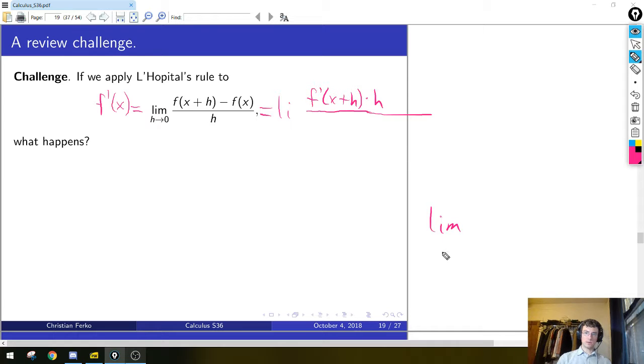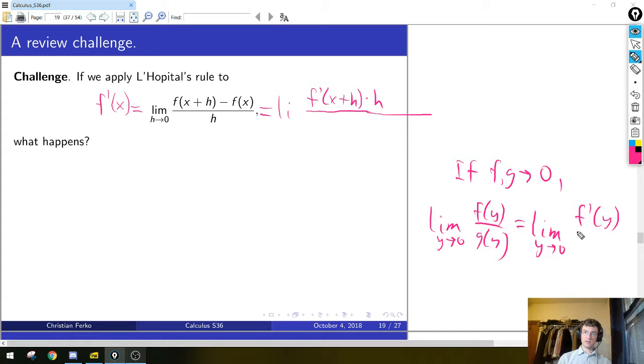L'Hopital's rule tells us that if you have, I shouldn't use x, let's be clear, the limit as y goes to 0 of f of y over g of y, and I should put in the conditions, if f and g go to 0, then this is the limit of the ratios of their derivatives. So in the problem we're doing, what is y? What is the variable we should be taking the derivative with respect to? H. H, good, okay. So what's the derivative of f of x with respect to h?